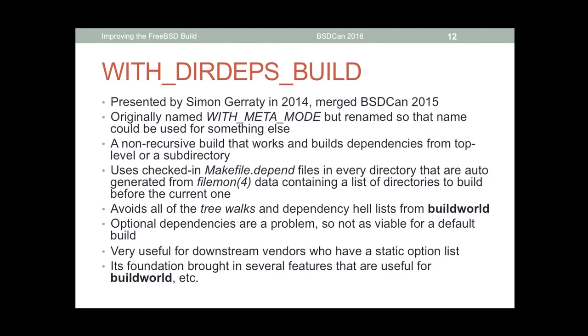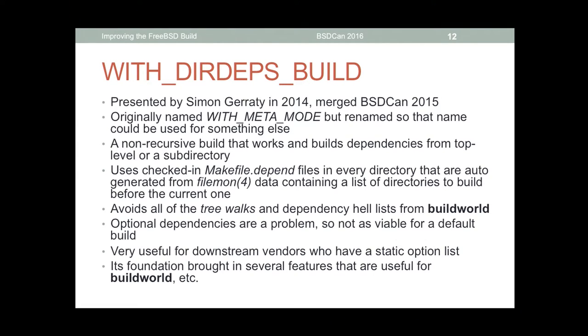The big problem with this build, where it may not make sense as a default for us, for FreeBSD, is that it doesn't handle optional dependencies very well. The FreeBSD build has 60 or so options where you can enable or disable what you want to build and what you want to install. And some of these can have wide impact on the tree and their dependencies. Makefile.depend is a static list of dependencies. We have strategies for having optional dependencies, but there's a lot of work that we need to go into supporting all of it.